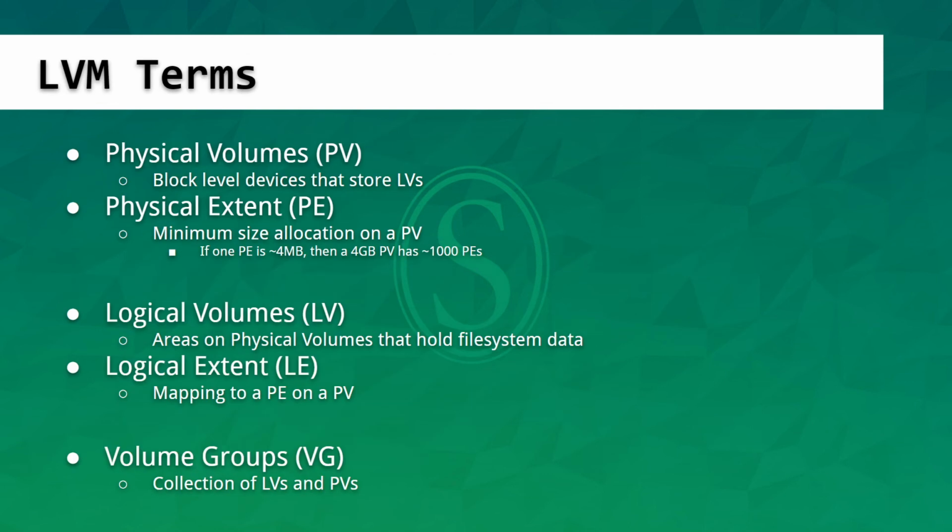So physical volumes, PVs, these are block level devices that store the logical volumes. Physical volumes are things like RAID sets, RAID arrays, hard drives, anything that the data is going to be stored on at a really low level, at a block level. So technically, it could be USB drives or some other type of block level rewritable medium, iSCSI, a network drive, something like that.